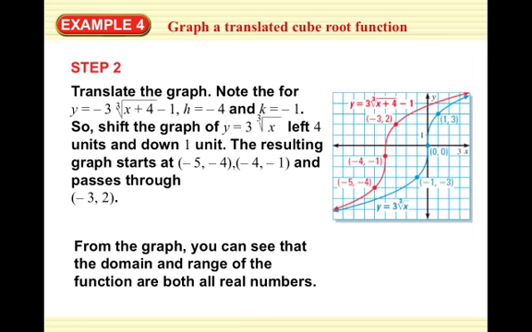From the graph, you can see that the domain and range of both functions are all real numbers. We can plug in any x value we want, and we're going to generate all kinds of y values. We're going to have negatives, positives, zeros. So the domain and range are both all real numbers.